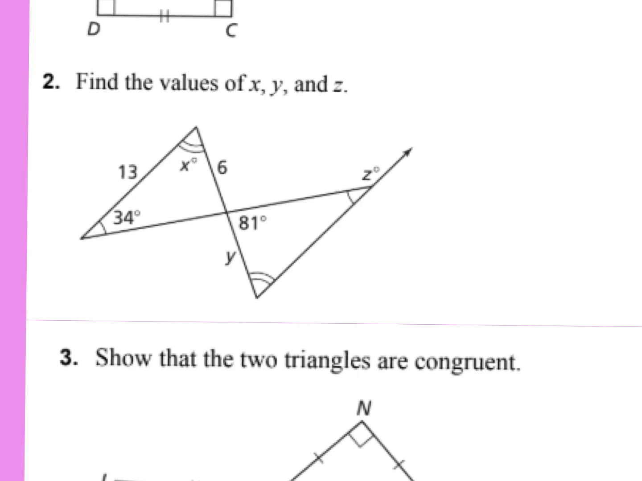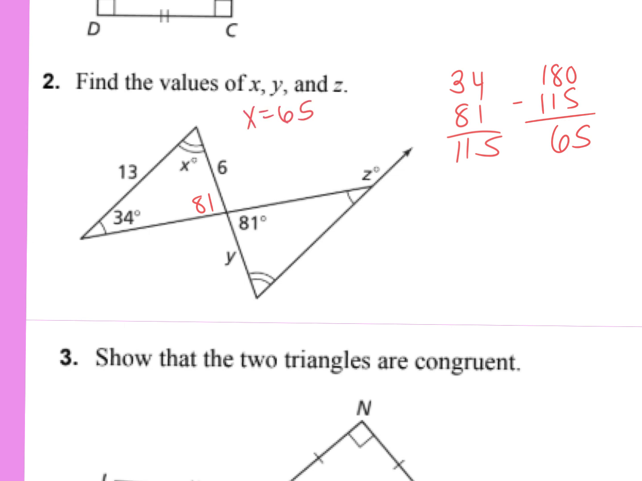So now, do you have enough information to solve for X? Yes, let's solve for X by adding 34 plus 81, and then do 180 minus that. And we get 65. So doesn't that mean X is equal to 65?